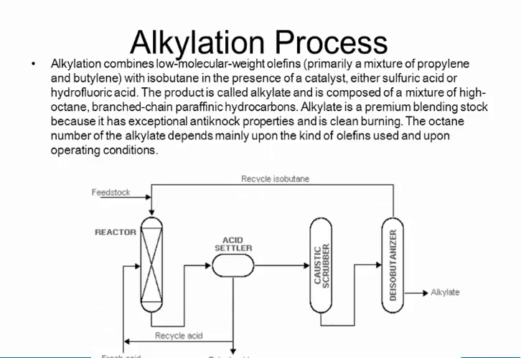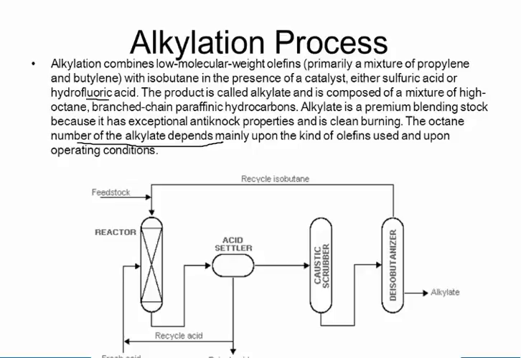The alkylation process is very much similar: low molecular weight propylene and butylene with isobutane. The octane number of the alkylate depends mainly on the kind of olefins used and upon the operating conditions. So very similar. You've got propylene and butylene, so your C3 and C4s are coming in, and isobutane, with the catalyst, whatever it is.